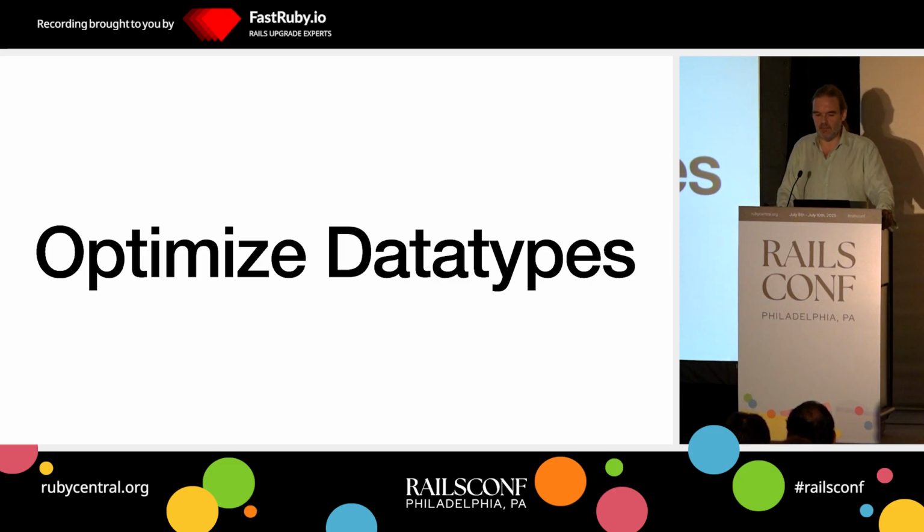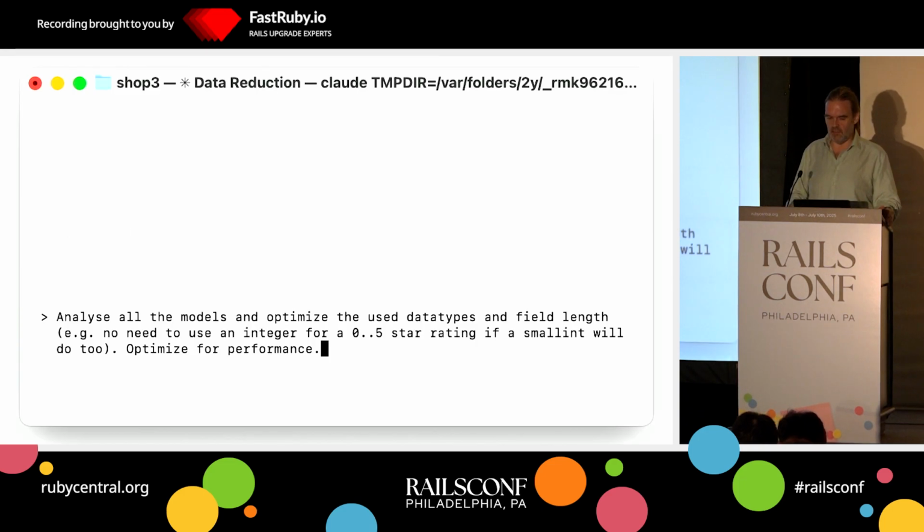The next step is optimizing the data types. Same idea. For example, the rating by default is an integer. The rating is 0 to 5 stars. I don't need an integer for that. A small int or a tiny int is good enough for that. And that saves space. So let's ask Claude to go through all the models and optimize the data types and use, for example, a small int if it makes sense.